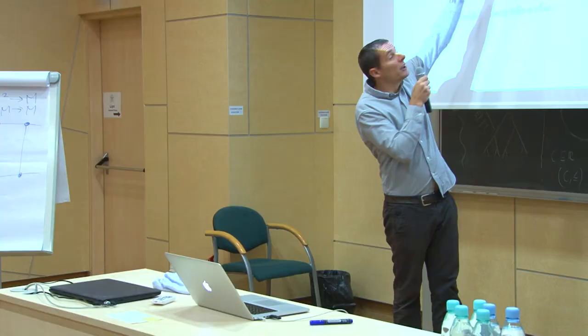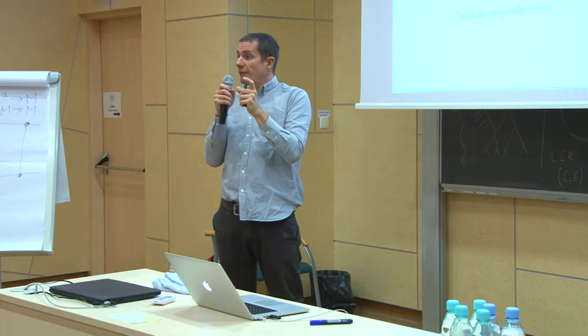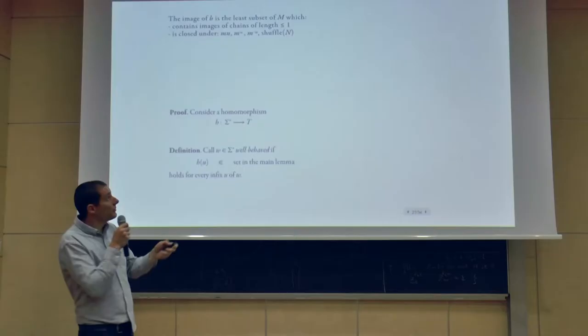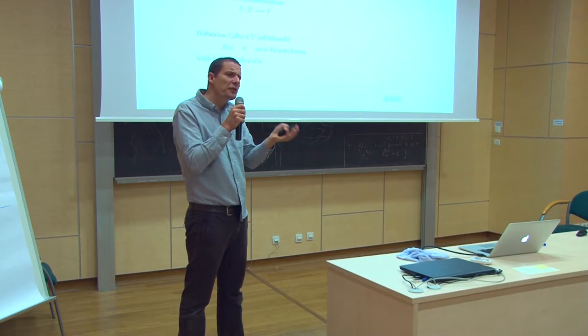this is recursively true, in the sense that for all of its infixes, this is also true. So a chain is called well-behaved if the value of the chain under the homomorphism satisfies this theorem, and not only the value of the entire chain, but the value of every infix of it. And the infix of a chain, I hope, is the obvious notion. It doesn't need to be a closed infix.